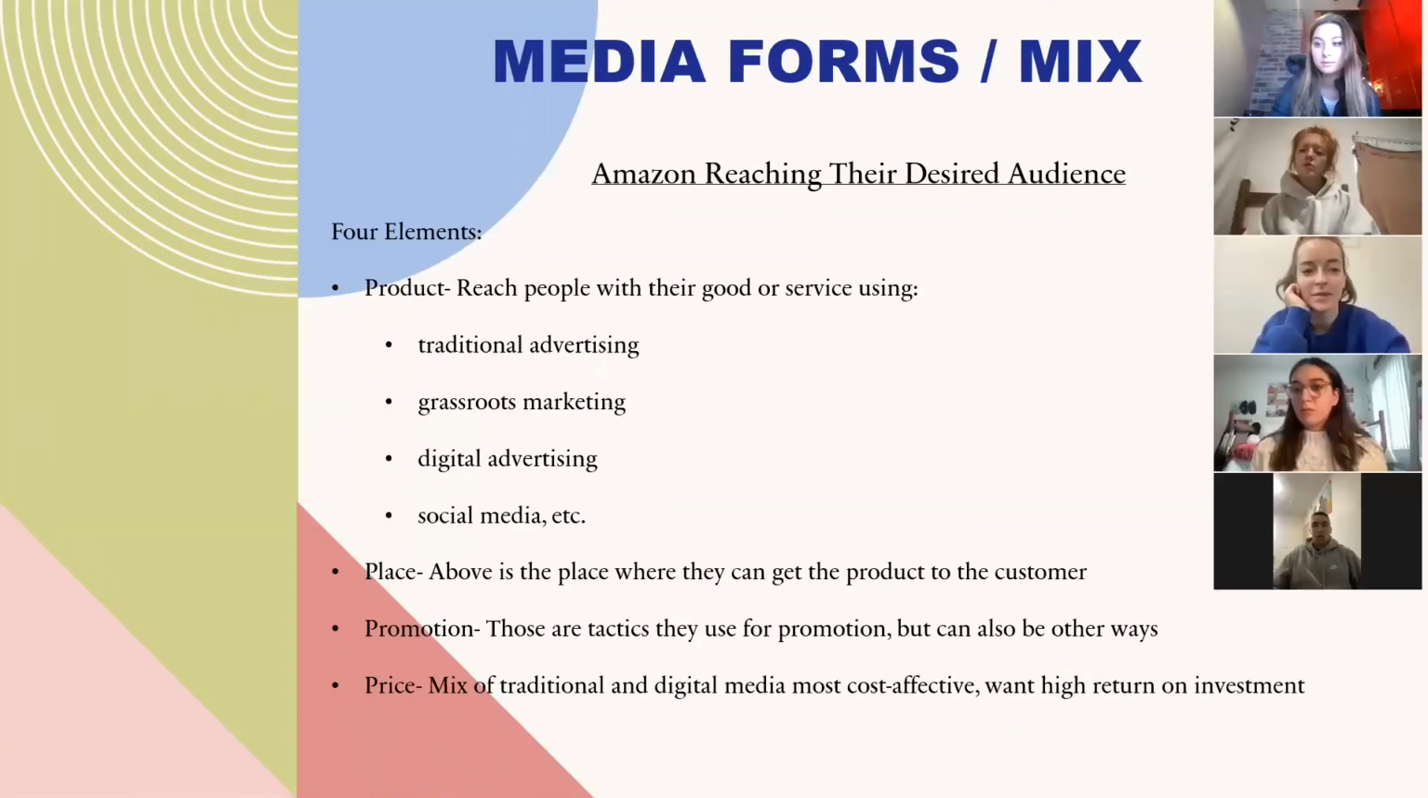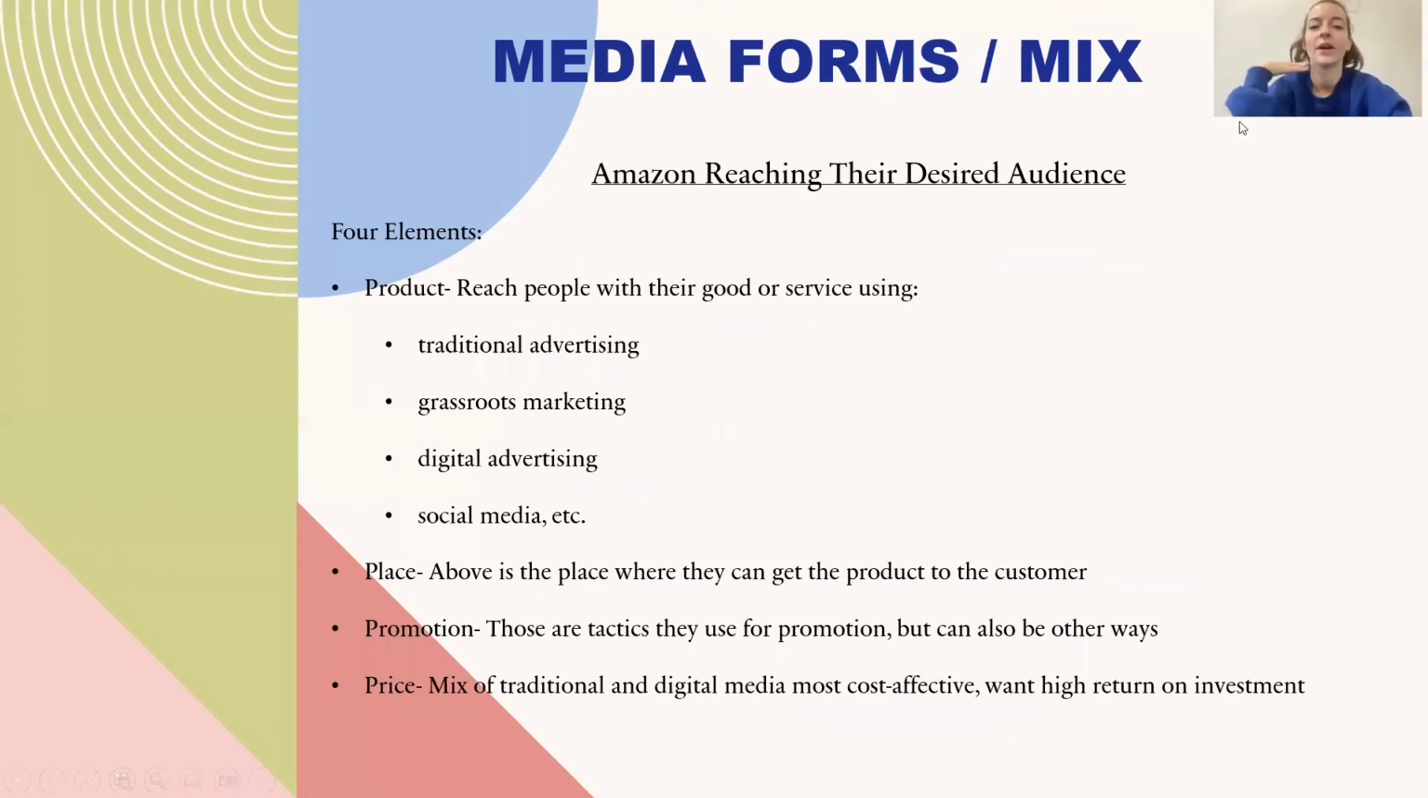So the popularity of Amazon is off the charts because of the ways that they successfully reach their audiences. They use the four elements of product, place, promotion, and price. They reach people with their goods and services by using traditional advertising, grassroots marketing, digital advertising, social media, email, along with many others. All of those are the places where they can get the product to the desired customers. Those are also some of the tactics they use for promotion, but it can also be public relations and other ways to share their message.